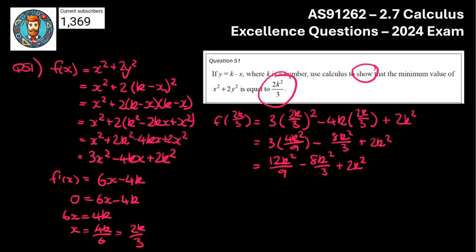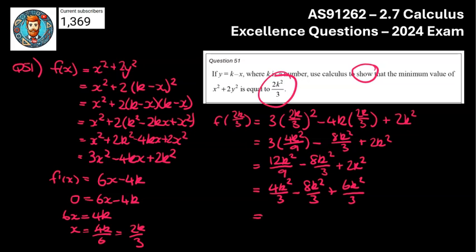So let's do that. So that can simplify to 4k squared over 3, minus 8k squared over 3. And this bit here, that's going to become 6k squared over 3, right? And that's because that would simplify to 2k squared. And I like this because all of them have a denominator of 3 now.